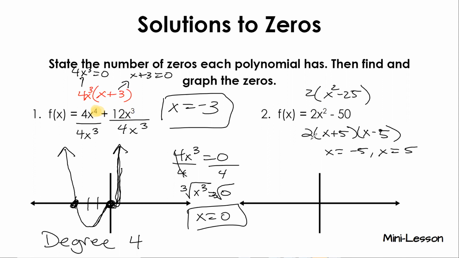Please do not set 2 equal to 0 and then say x equals 0. Don't do that. Okay, so this is our answers. Don't set 2 equal to 0 and solve, because there's nothing to solve. 2 equals 0 is not a thing. Okay, so we're gonna graph that.